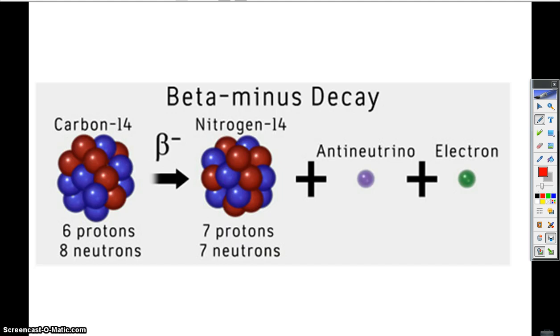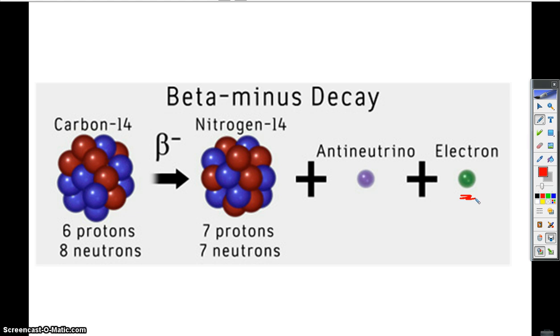The next type of decay is beta decay. We're only going to look at beta minus decay. There's a beta plus decay. But in beta decay, what happens is basically a neutron splits into a proton and an electron. So the radiation given off is an electron, and one of the neutrons is converted to a proton. So in the case of carbon-14, it actually turns into nitrogen-14.